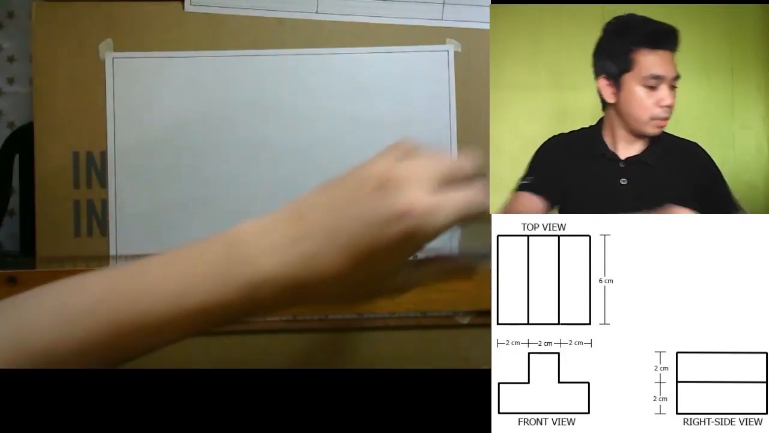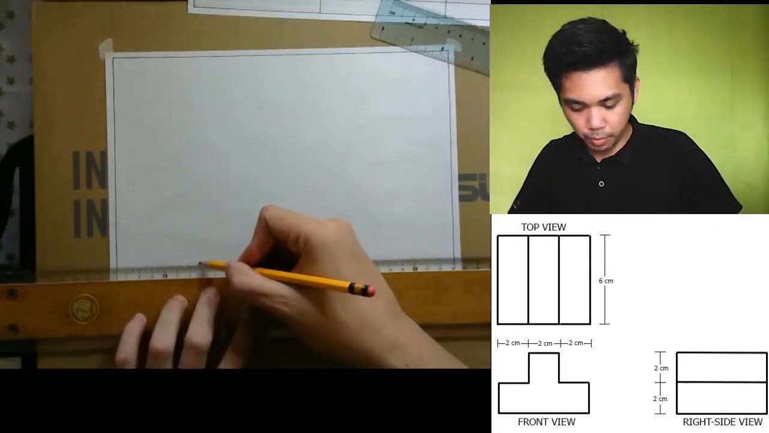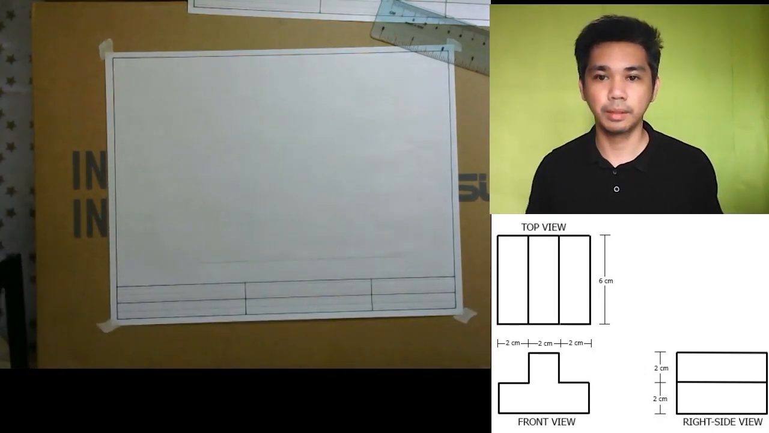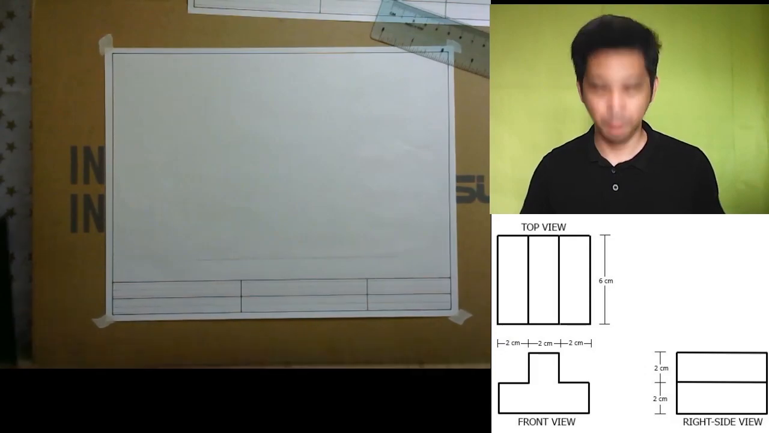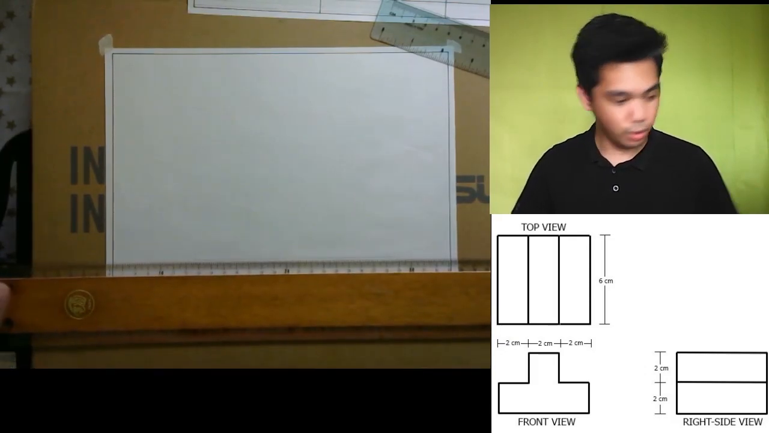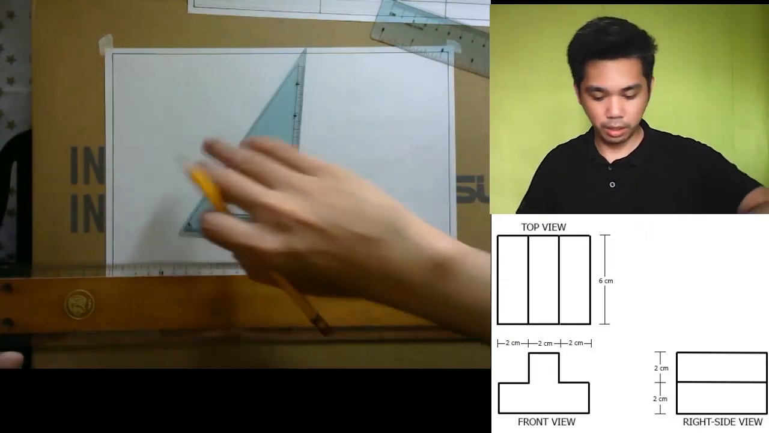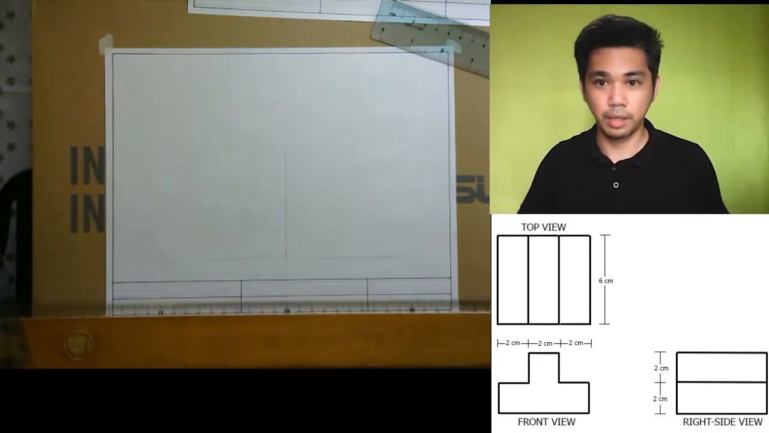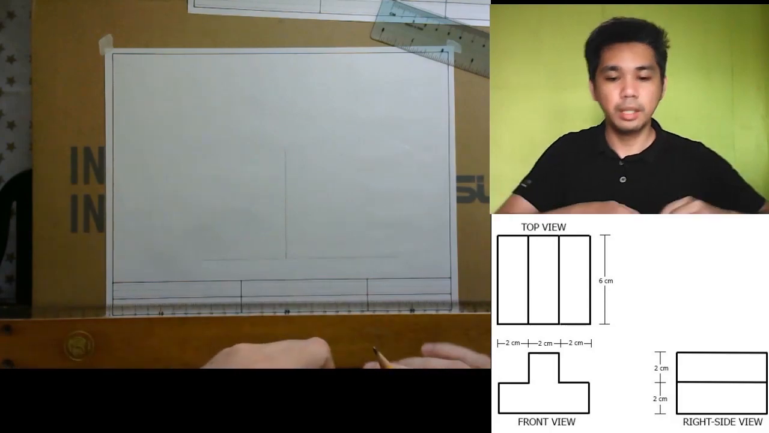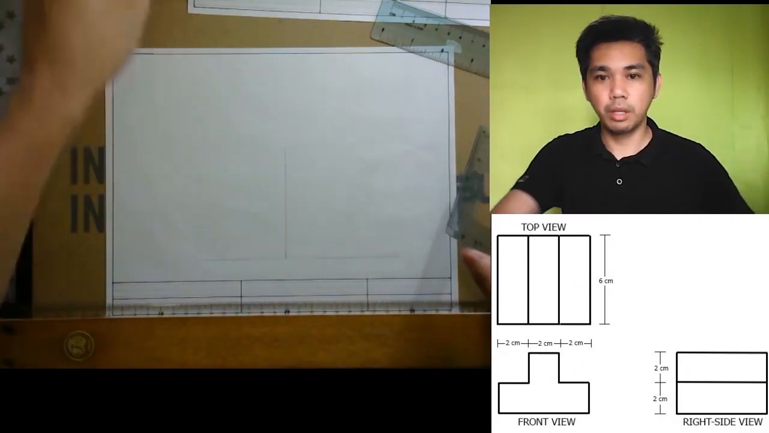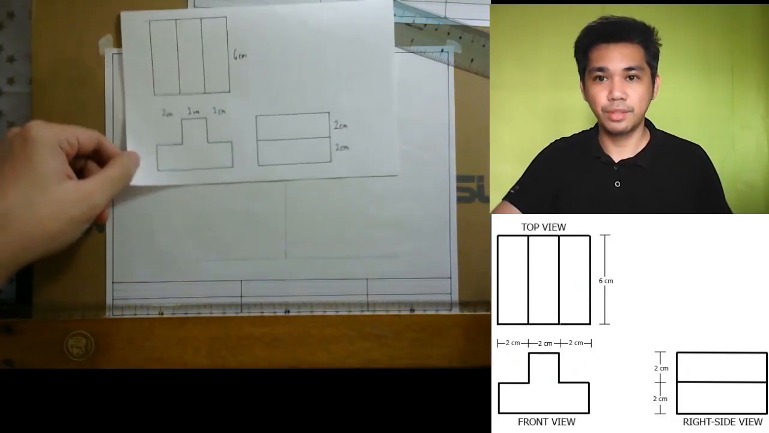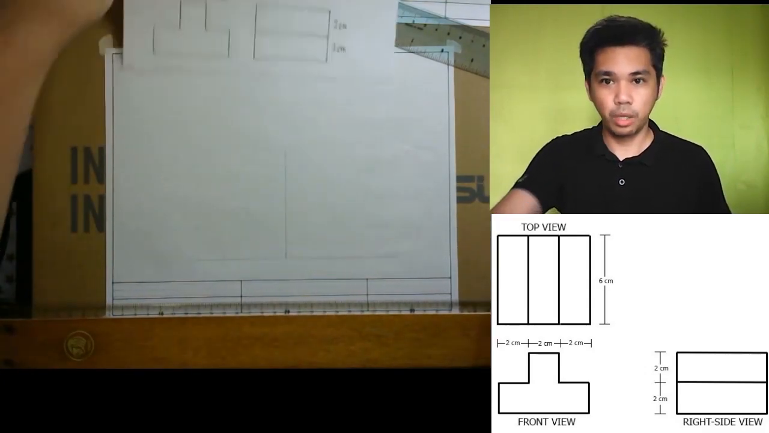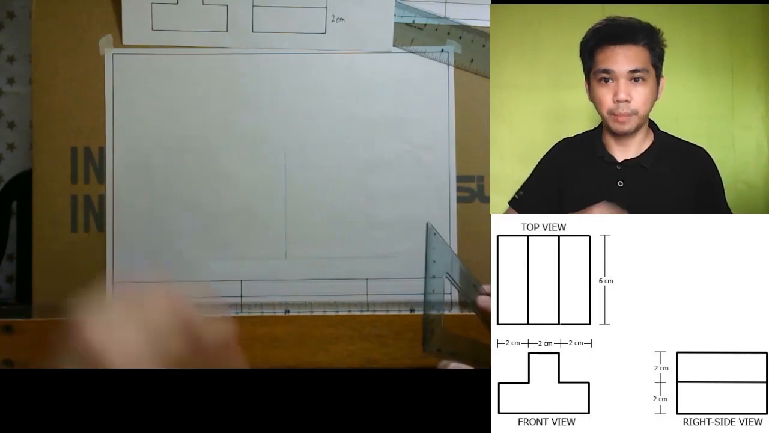So we will start by putting a horizontal line. Next, from the horizontal line, we will create a vertical line, like so. Okay, now, remember the dimensions. I've said 6, 6, and 4. We are actually going to put that here.